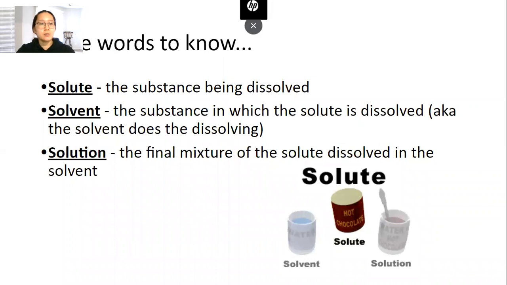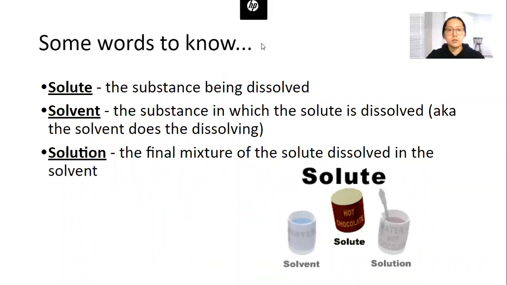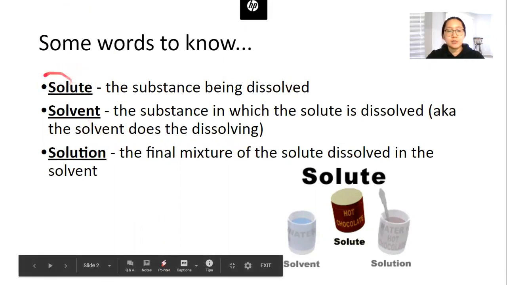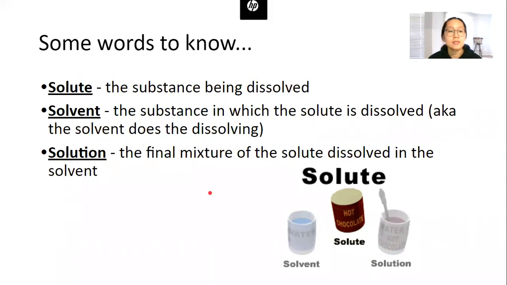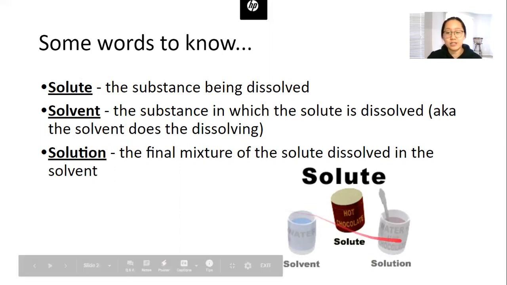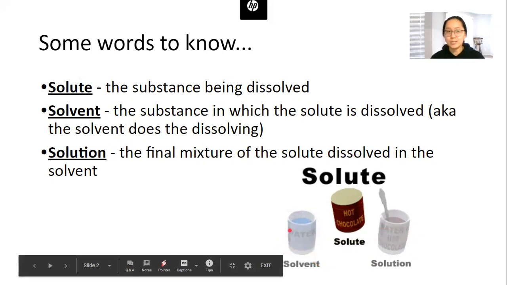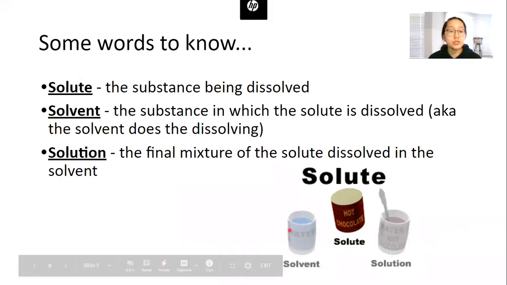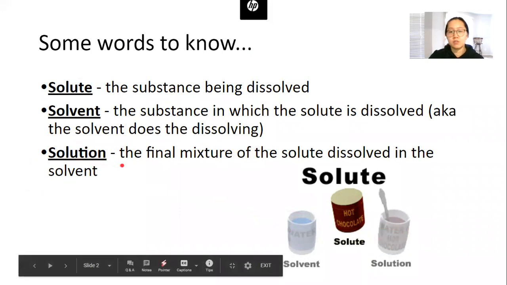So here are some words you should know. The solute is the substance that is being dissolved. In the case of hot cocoa, the solute is the cocoa powder. The solvent is the substance that the solute is getting dissolved in, or it's the one that does the dissolving. In this case, the solvent could either be water or milk, depends on how luxurious you're trying to be. And then the solution is the final mixture of the solute that is dissolved in the solvent. So when everything is mixed together and you've got your hot cocoa, that is a solution.